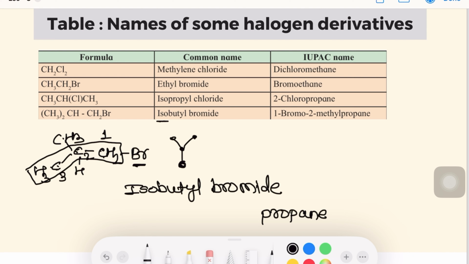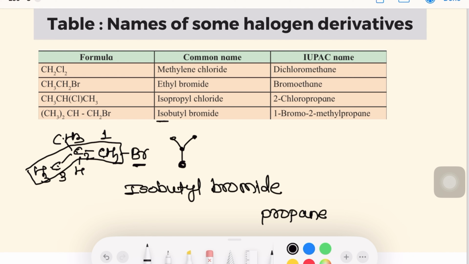So alphabetically and numerically, 1-bromo-2-methylpropane. So this is the IUPAC name of this isobutyl bromide. Understood? Try yourself the name of this compound.